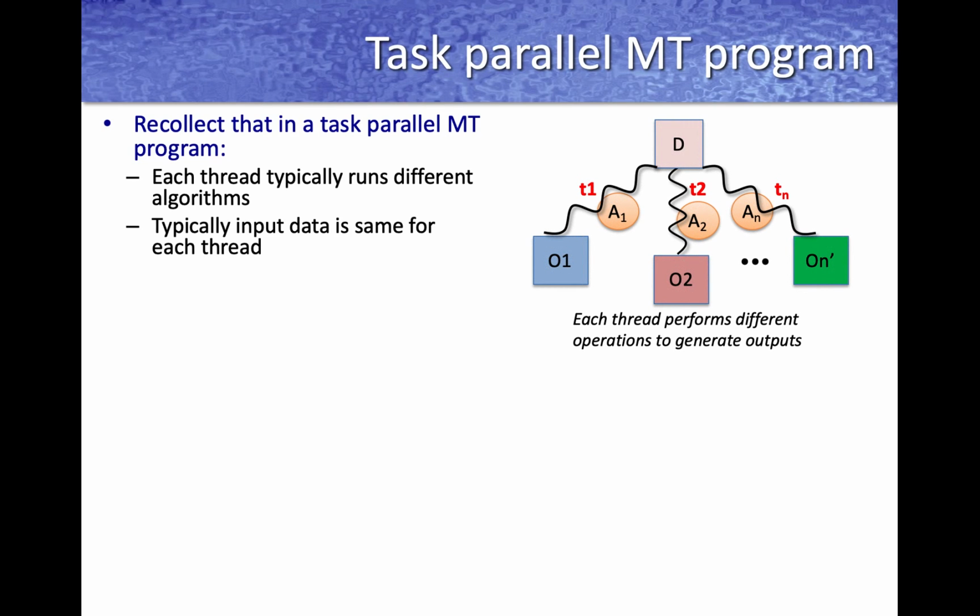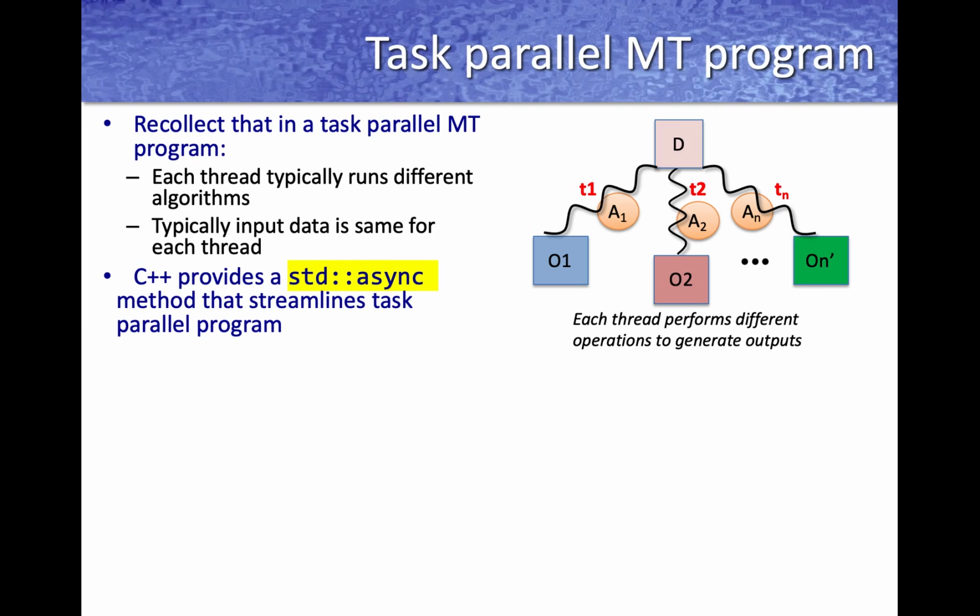Now that we have seen a couple of examples of data parallel programs, let's take a brief look at task parallel programs. Recollect that in a task parallel program, there is one input data and multiple threads are running different methods or algorithms to generate different outputs.